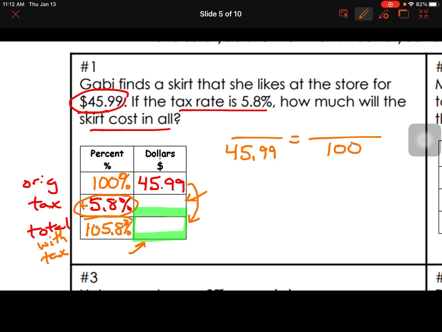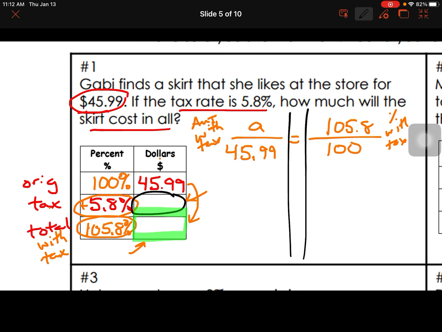Now we're going to use this amount, the 105.8%, because this is the percent with tax, and that's going to give me the amount with the tax included. And so that's our shortcut to get to the answer. Instead of finding the tax here and then adding these two amounts, we're going to go directly down to the answer. And so once again, we're going to do our cross products.